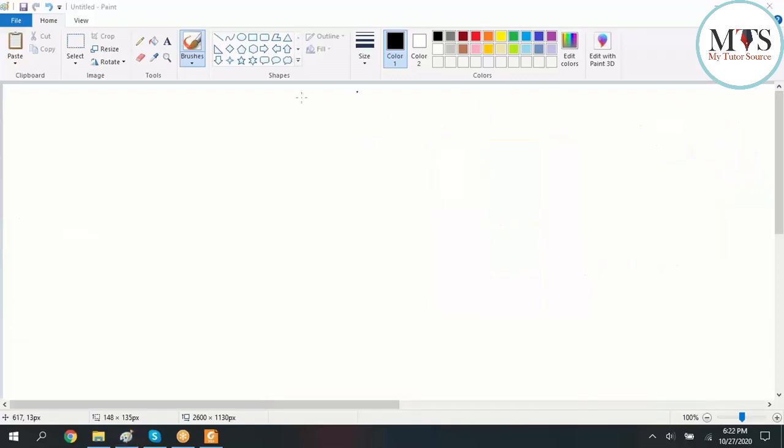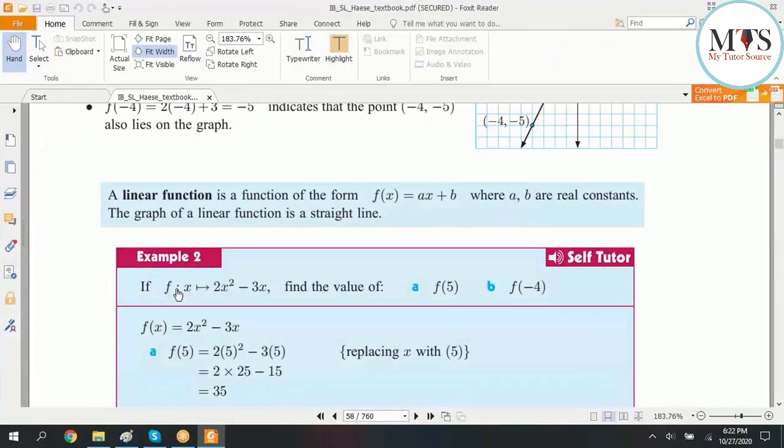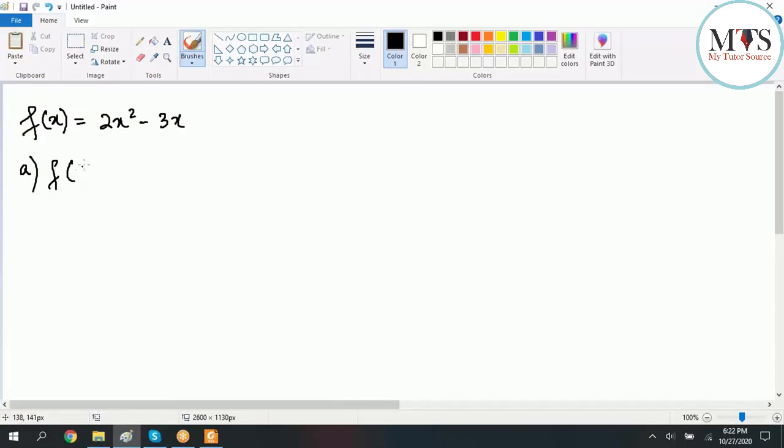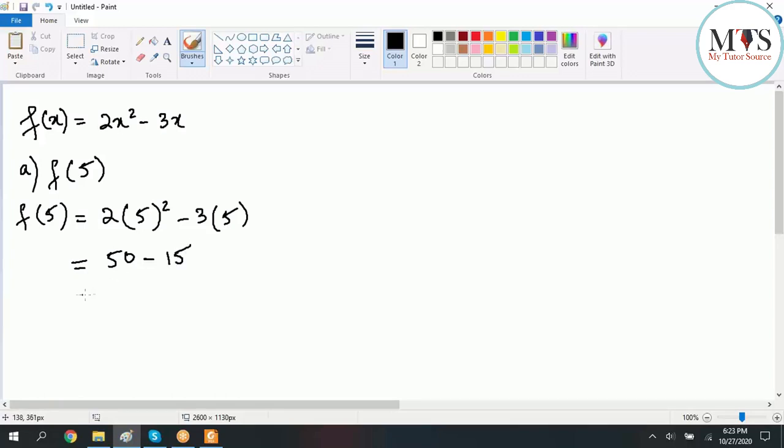In functions, another type of question that we can get is f(x) equals, let's say, 2x squared minus 3x. They want us to find the value of f(5) and f(-4). With f(5), we replace x with 5. So 2 times 5 squared minus 3 times 5, which is 50 minus 15, which gives us 35.